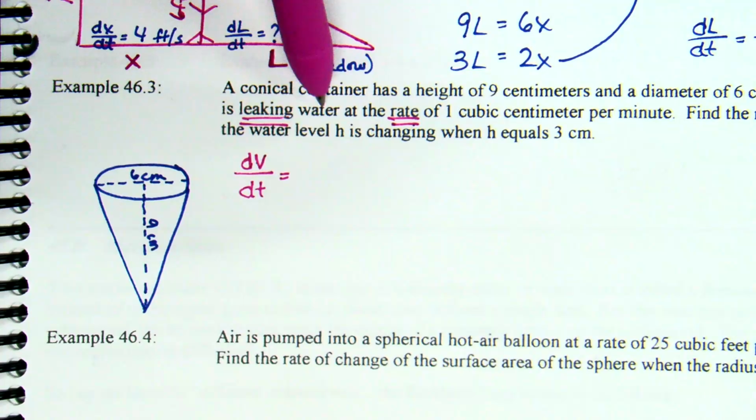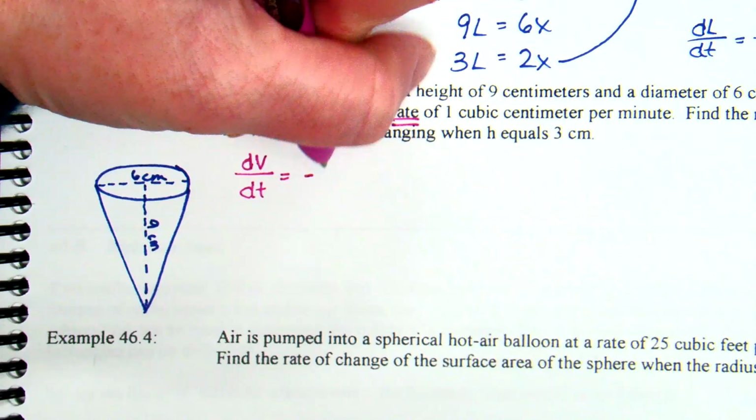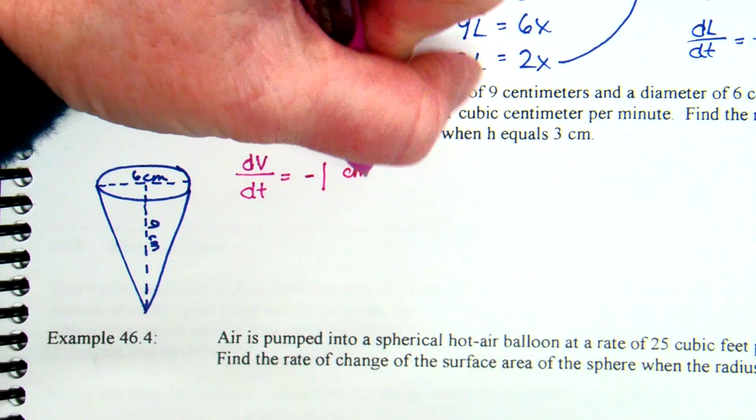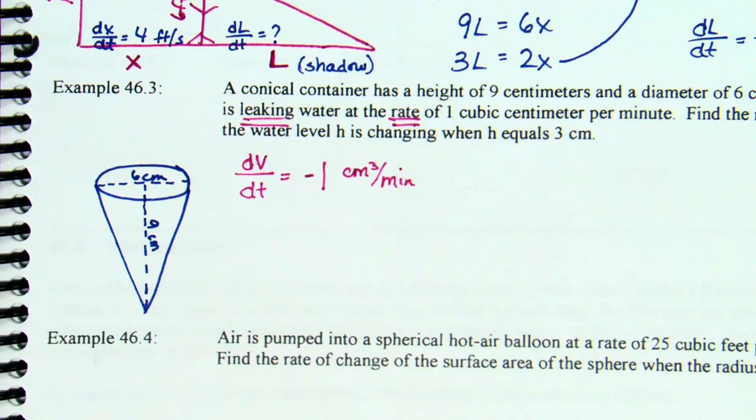It's leaking water at a rate of 1 cubic centimeter per minute. So since it's leaking water, it's negative 1 cubic centimeter per minute. So that's dV/dt. That's given, is what I'm trying to get you guys to understand here, because that's the changing of the volume.